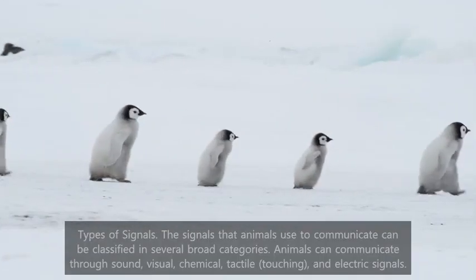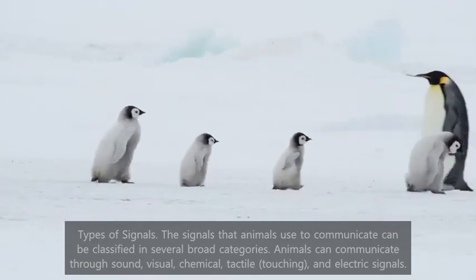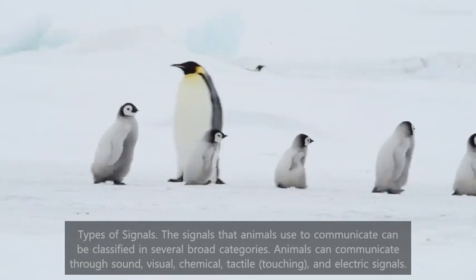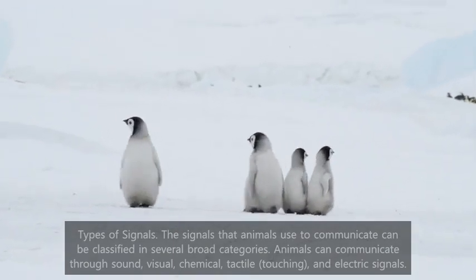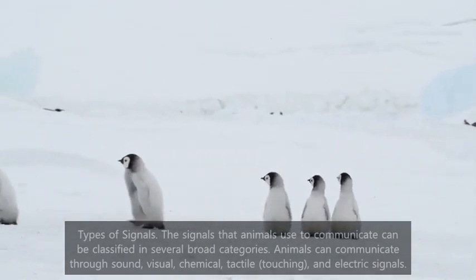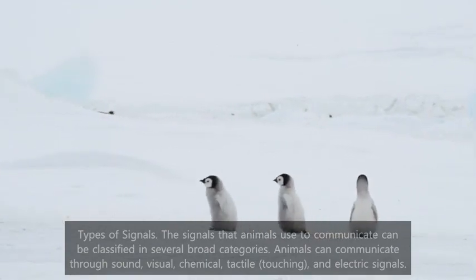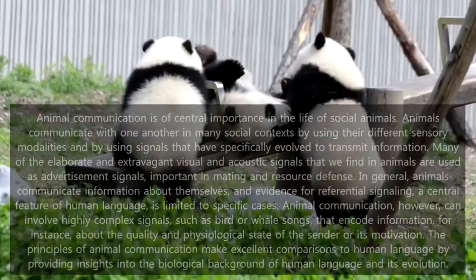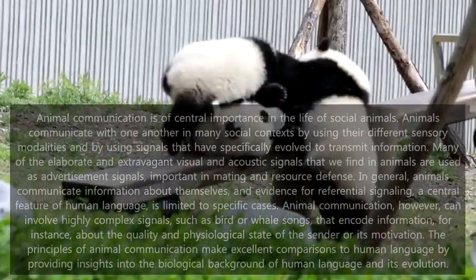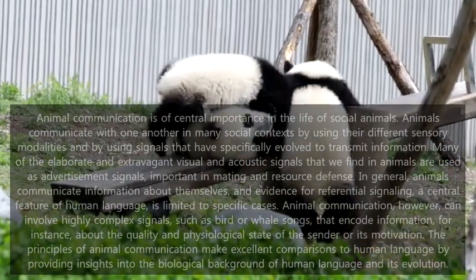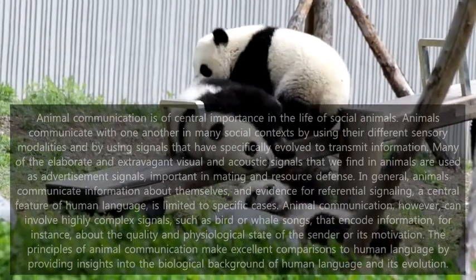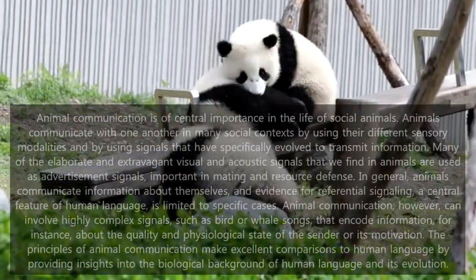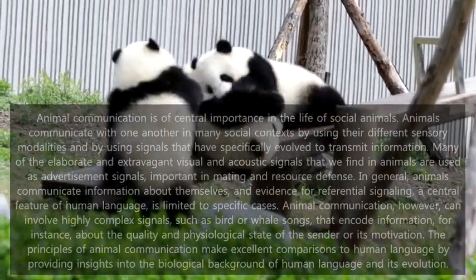Types of signals. The signals that animals use to communicate can be classified in several broad categories. Animals can communicate through sound, visual, chemical, tactile, touching, and electric signals. Animal communication is of central importance in the life of social animals. Animals communicate with one another in many social contexts by using their different sensory modalities and by using signals that have specifically evolved to transmit information.